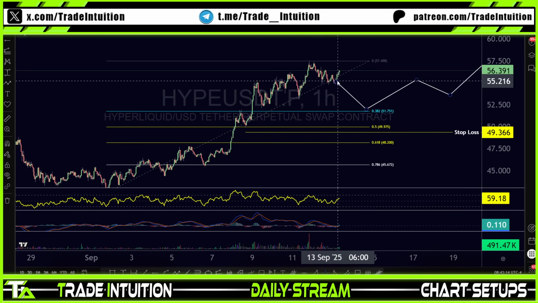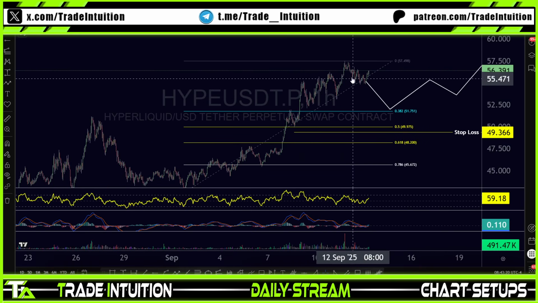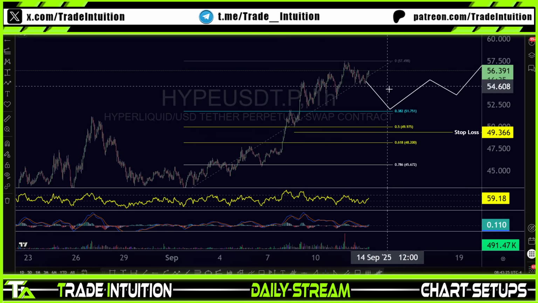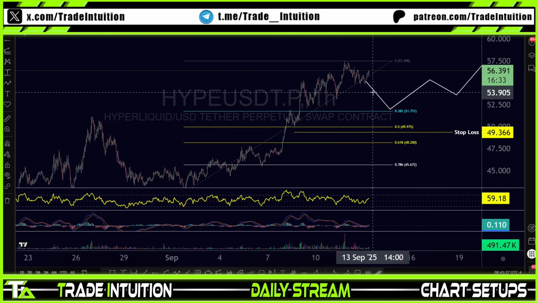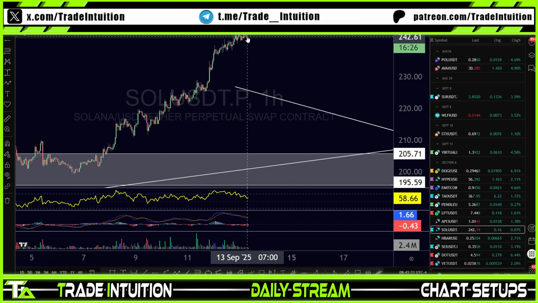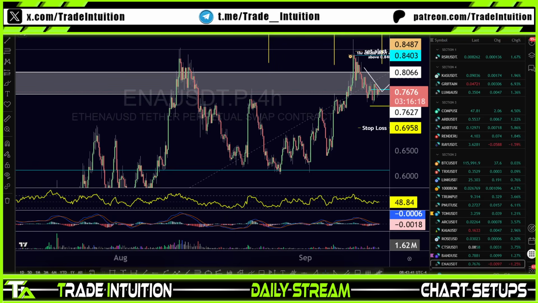But for me, it's the weekend. Two, it's already moved pretty nicely. Let's wait for that retrace. Now, it did retrace barely, but let's wait for that retrace. Right now is not the time to be entering these trades once they've already moved. Same thing with Solana. Solana, we're waiting for that retrace. There's quite a few coins that we're waiting on, and it's just because they moved already. And we don't want to enter these coins that have already moved.